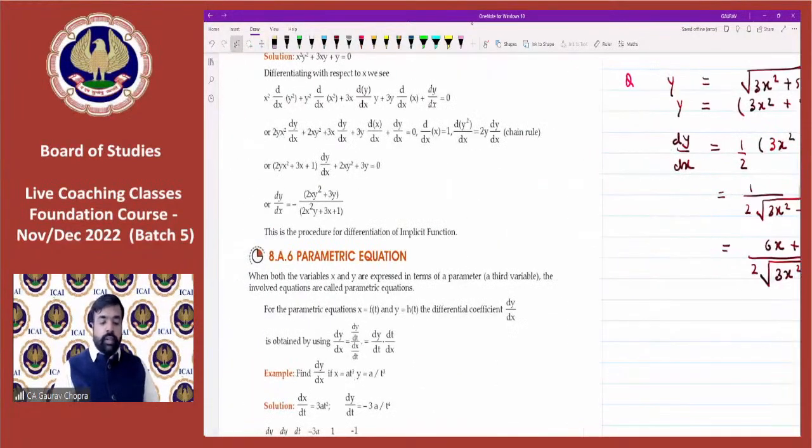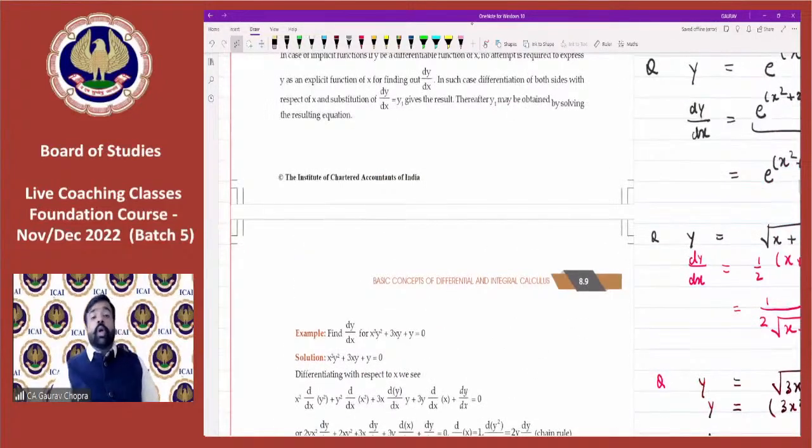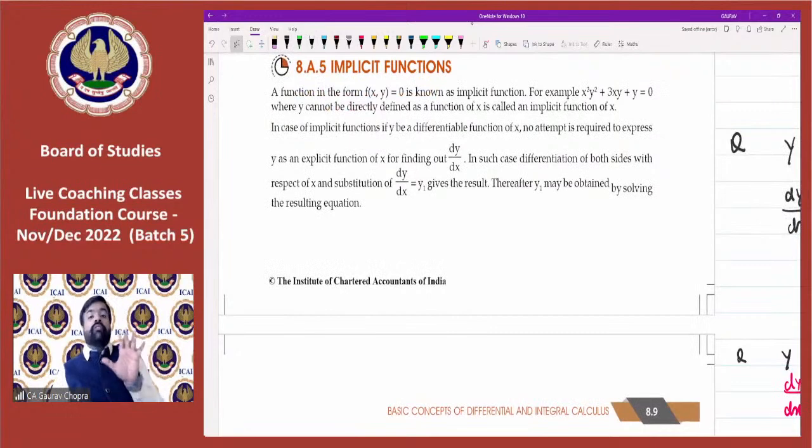So now this function into a function is complete. Now we are talking about implicit function. Now, what is the meaning of implicit function? Till now, we have done all those questions having one variable. So we were having only one variable. Now what will happen? Two variables will come together, so what will it be called? Implicit function. So whenever two variables are coming together, then it is known as implicit function.